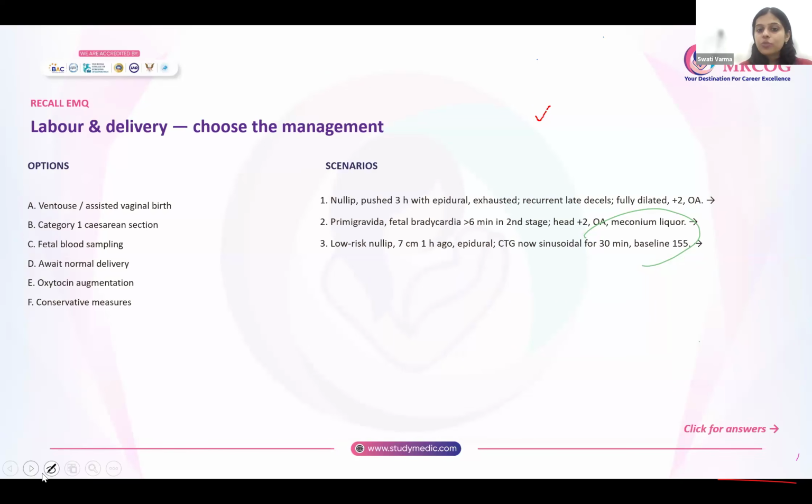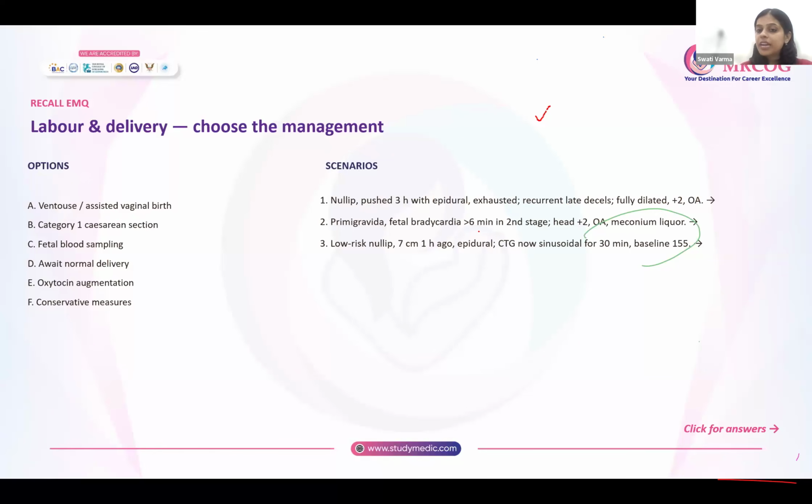Next, choose the management. Nullipara, pushed 3 hours with epidural, exhausted. Again, she has crossed the limits. Recurrent late decelerations, fully dilated, +2, occipito anterior. What should be the preferred option? We should take her up for, since there is no such contraindication to assisted vaginal birth, ventouse or assisted vaginal birth should be the preferred answer.